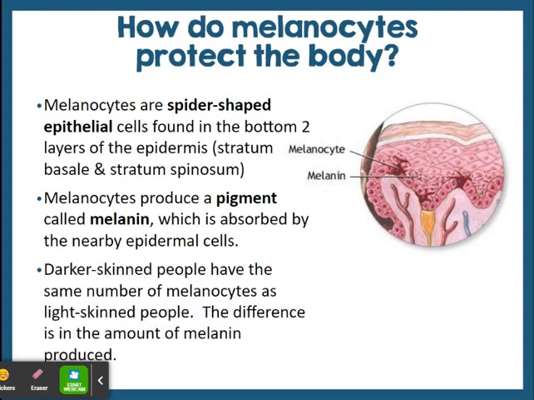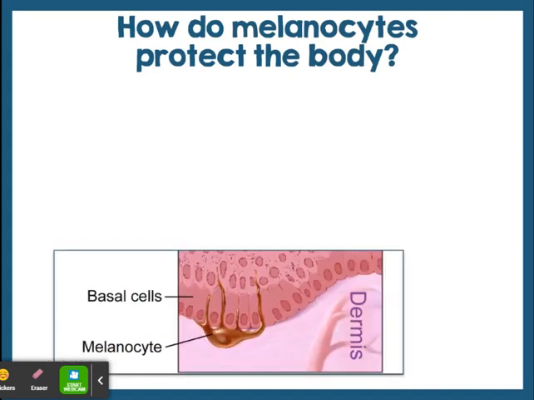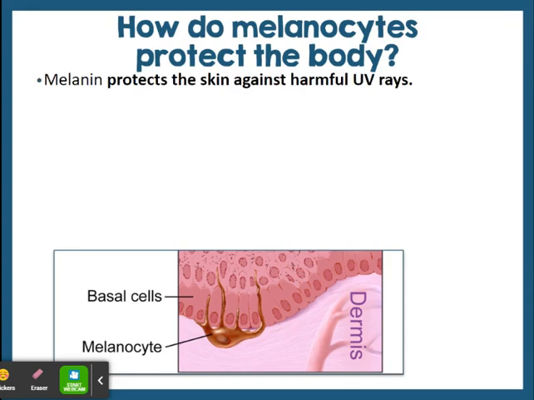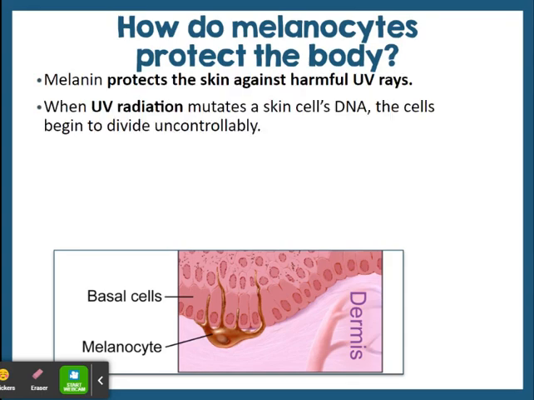Darker-skinned people have the same number of melanocytes as light-skinned people. The difference is in the amount of melanin they produce. Now, what is melanin? Melanin protects the skin against harmful UV rays. When UV radiation mutates a skin cell's DNA, the cell begins to divide uncontrollably, and this is what we call skin cancer. There are 3 types of skin cancer related to the epidermis.